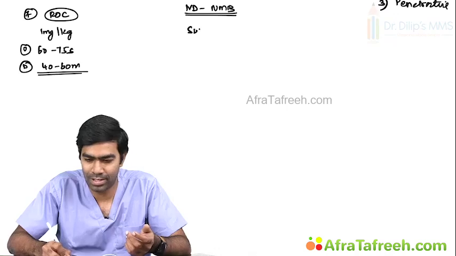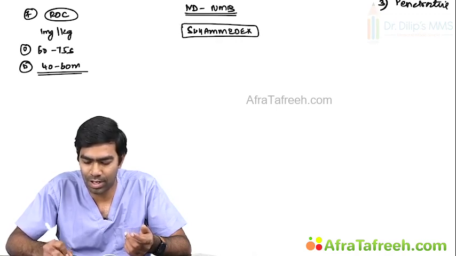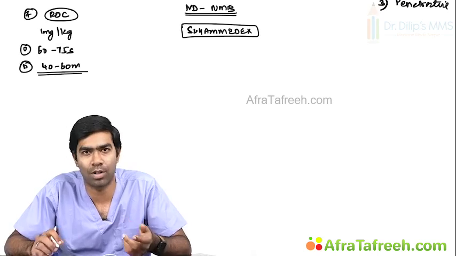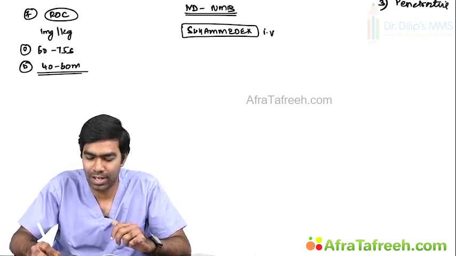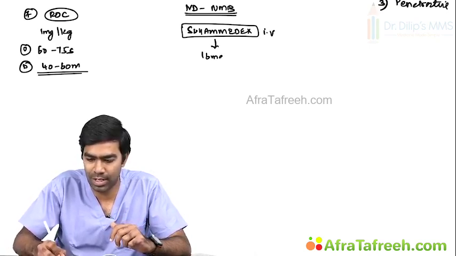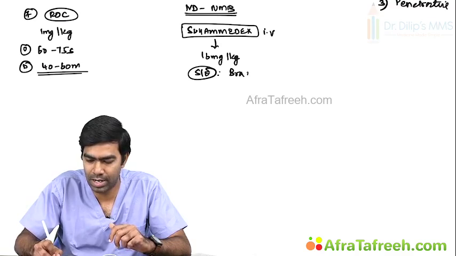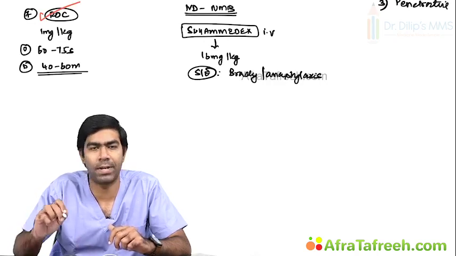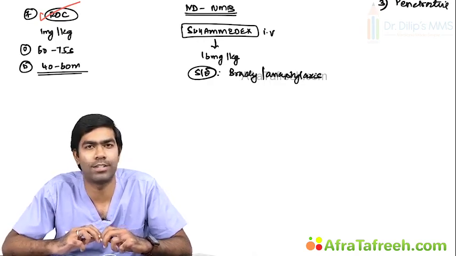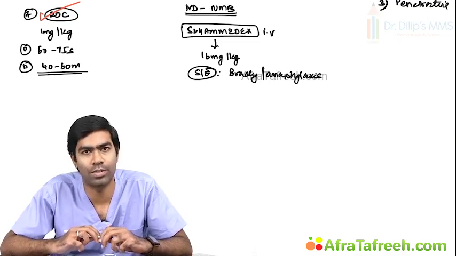So if they ask you what is the reversal agent for it, the answer is sugammadex. Sugammadex is a reversal agent for any non-depolarizing neuromuscular blocker, especially rocuronium, especially in emergency scenarios like RSI, which is given IV, and the dose of sugammadex is 16 milligram per kilogram. The side effects of sugammadex are bradycardia and sometimes fatal anaphylaxis also. Remember, you use rocuronium only in patients who have contraindications to succinylcholine. Otherwise, you're not going to use rocuronium at all.